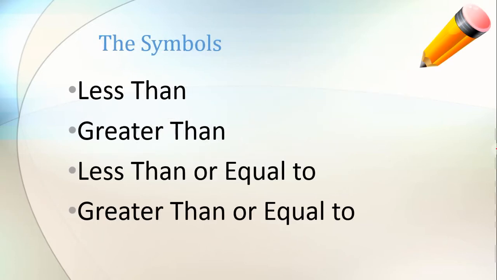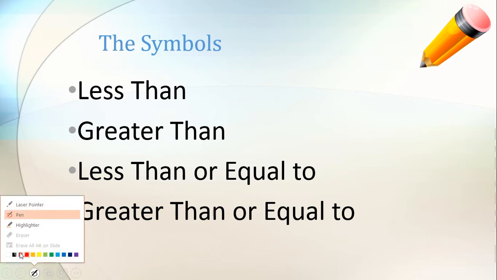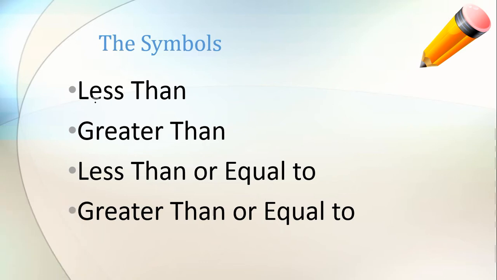So the symbols that you need to be aware of. And a lot of you know about these symbols already. I just want to make sure we all know them before we start talking about them. So the symbol for less than is an arrow that points to the left. So that is how you write the word for less than. So it's the shorthand. Greater than is always an arrow that's pointing to the right.